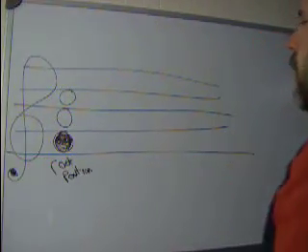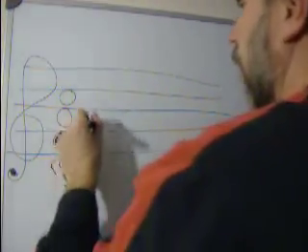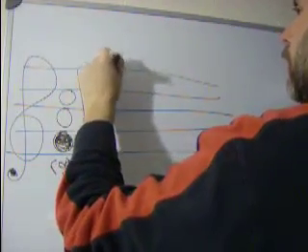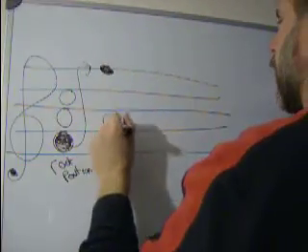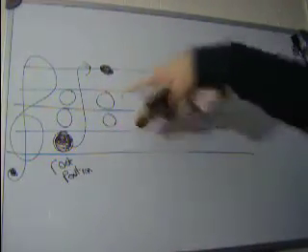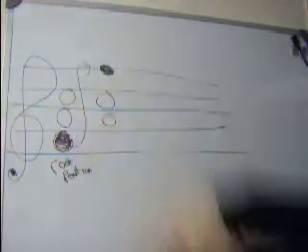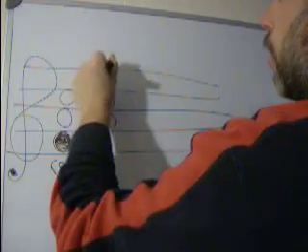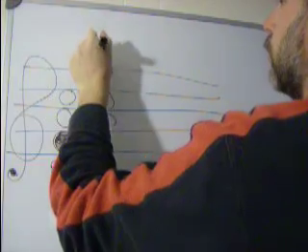Now, if I take that F and I move it to the top, I'll have F, and I'll still have my A and my C. F, A, C. It's still an F major chord. I've just moved my F to the top, so that's first inversion.